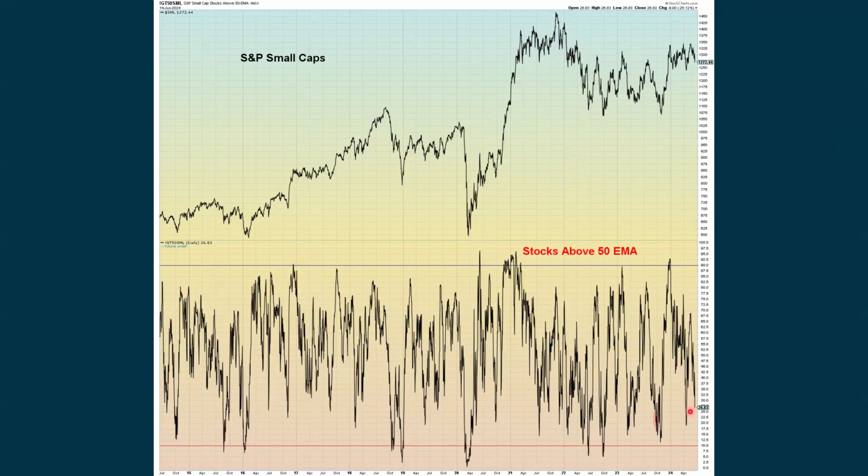So this is some of the negative divergences that I've been seeing lately, and we have to follow price. That's the ultimate indicator. But these things are just suggesting that some weakness could be developing on different indexes right now. Even the stronger indexes are showing some negative divergences.